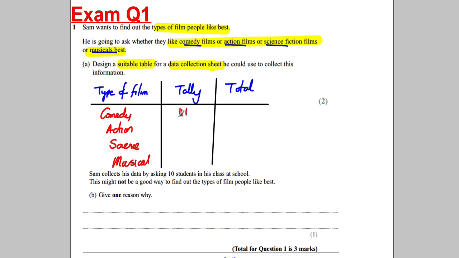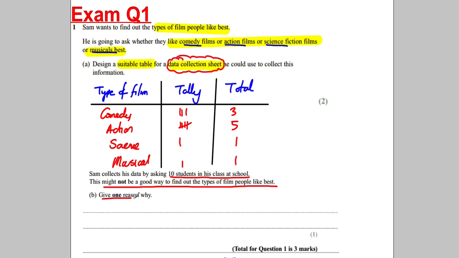You could put a few tallies in if you want to, that sort of thing, just to show you know what you're doing. So that was as simple as that. A data collection sheet just meant a tally chart, just have to learn that. Okay, Sam collects this data by asking 10 students in his class at school. This might not give a good way of finding out the types of film people like best. Give one reason for your answer.